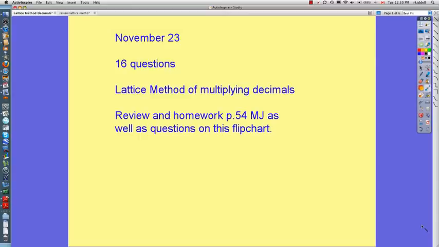I will show you in this YouTube how to do the lattice method. I'll try to do it quickly, so this will be about a 5-minute video if you go right to the end. I'll go through it quickly at first, and then at the end I do a slow, more methodical one of actually how you set it up to do the lattice. And then there's homework tonight, finishing some questions from this flip chart and page 54 in the math journal. So we spent some time going through the lattice method.